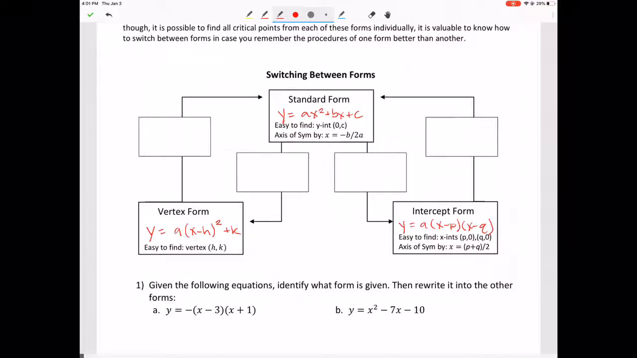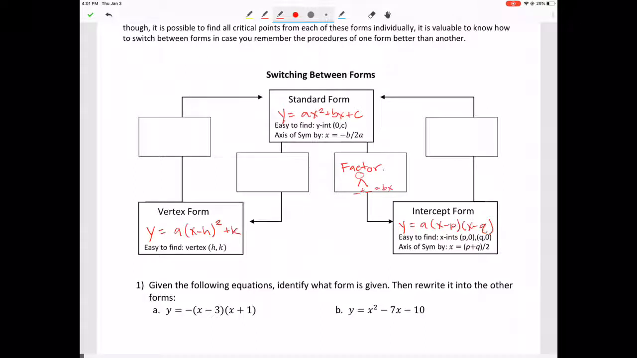So get working on that and make sure you know how to write those down. Okay, and then how to switch forms. Let's start at standard form. If we have standard form and we want to go to intercept form, what we do is factor. That's where we did the glasses and found two things that add up to give bx and multiply to the first two terms. If that reminds you how to do that, you can also look at your notes from Unit 5. So we factor to get to intercept form.